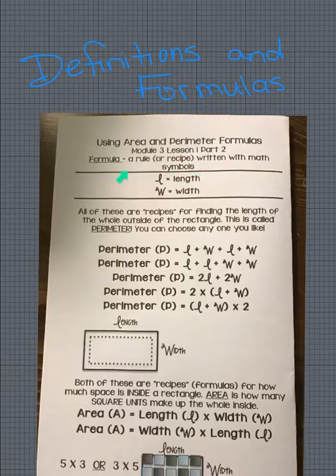So a formula is going to be a recipe we're going to follow to find either the perimeter or the area. We need to know what the L, the fancy cursive L, means. That means length. And the cursive W means width. Length is how long something is, left to right. And width is how wide it is, up and down, on paper. So we are going to use our highlighter to highlight the definitions. So formula is a rule or recipe written with math symbols.